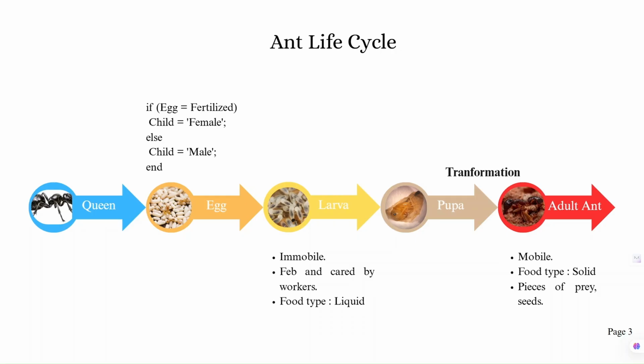Understanding the ant's life cycle. An ant's life cycle begins with an egg. If the egg is fertilized, it will develop into a female, otherwise it will become a male. The stages are: egg, that's the initial stage. Next we move forward to larva. This stage is immobile, and the larvae are fed and cared for by worker ants, primarily with liquid food. Next we move to pupa. This is a transformation stage. After that an adult ant is formed. At this mobile stage, the adult ant consumes solid food such as pieces of prey and seeds.